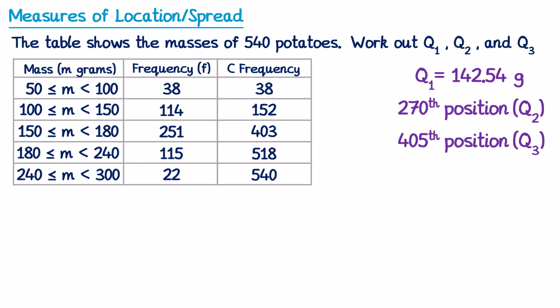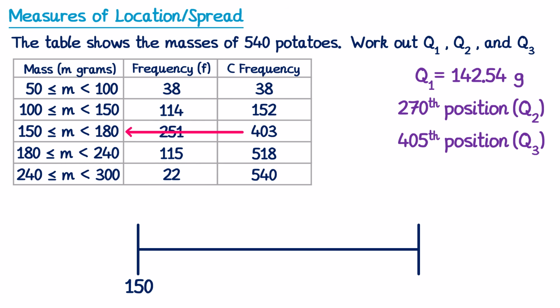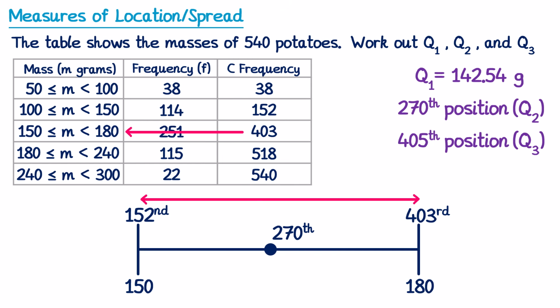So we're looking for the 270th position, that'll be in this group here. So the interval this time is between 150 and 180 grams. Now we need to mark on the frequencies. The previous group finished at 152, and this one finishes at 403. We're looking for position 270, which will be somewhere near to the middle actually. Then we work out the difference between these two, which will be 403 subtract 152, which is 251, and the difference between these two, which is 270 subtract 152, which gives you 118.